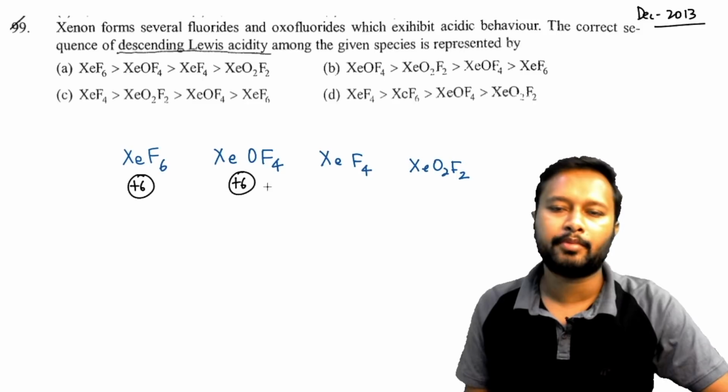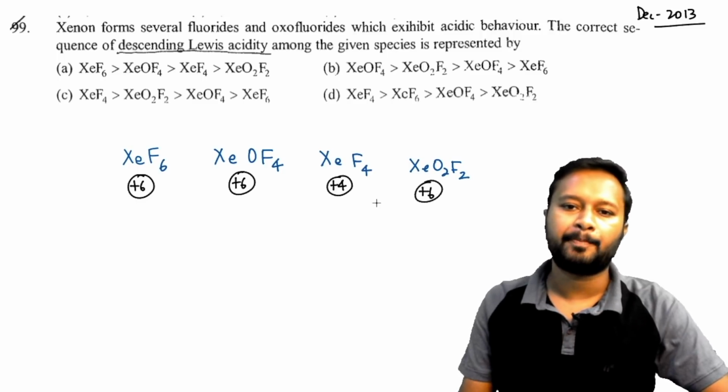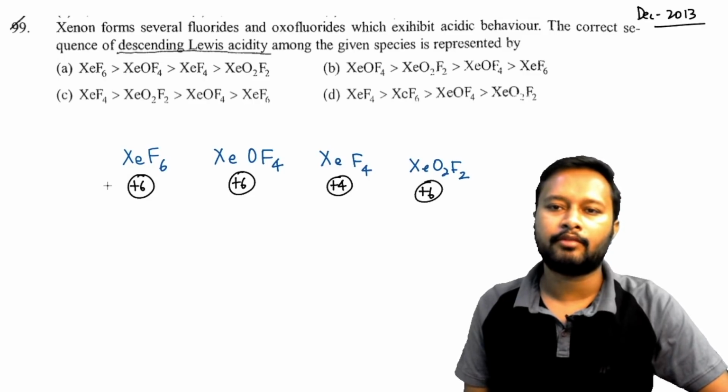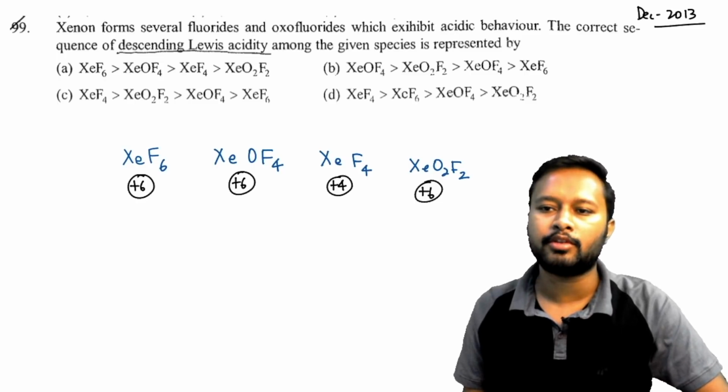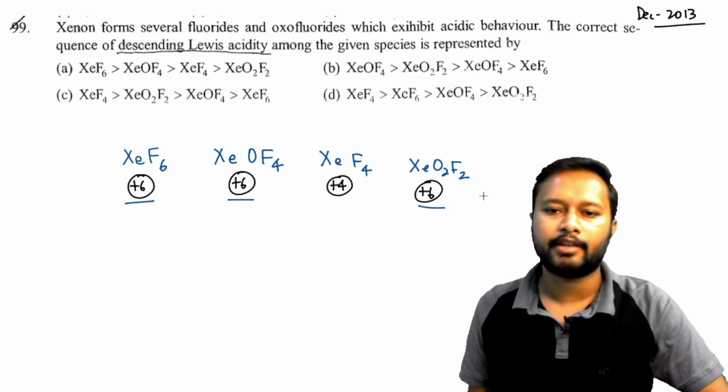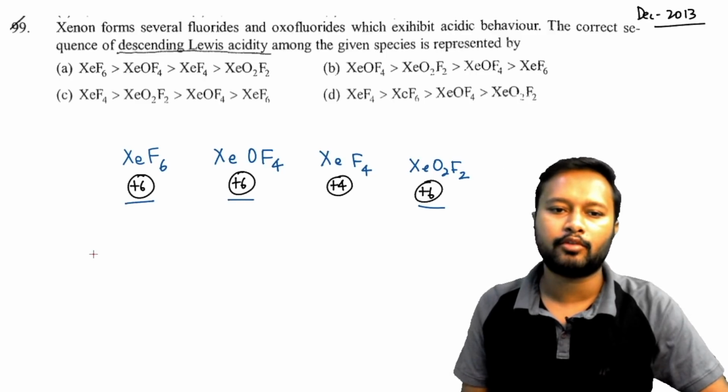Here also this is in +6 oxidation state. Here it is in +4 oxidation state, and here again this is in +6 oxidation state. Now what you have to do is, first of all, compare those where the oxidation states are the same. Okay, so the oxidation state is the same for this, this and this. If the oxidation state is the same, so what should be the order?